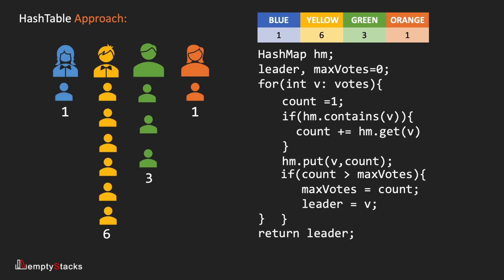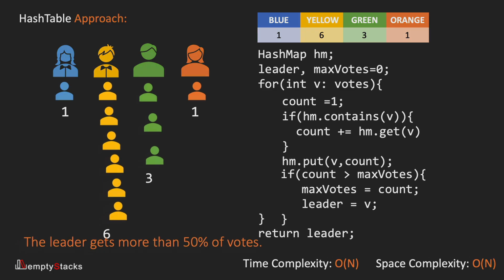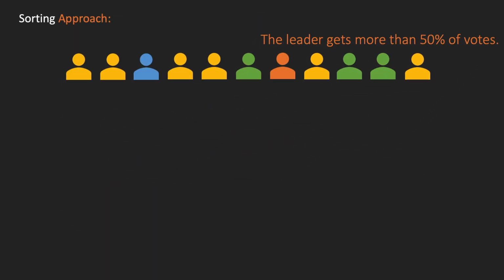And that is it. If we talk about complexity, the time complexity will be O of n and space complexity would be O of n as well, as we are using extra space in form of hash map. But if you notice in this approach, we are not taking advantage of the condition that the leader is always going to get more than 50% of votes. Let's try to use this info in our next approach.